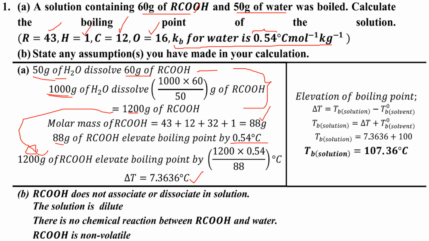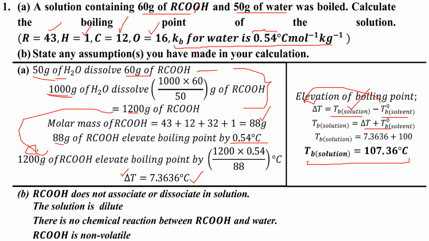And how do you get the boiling point of the solution? We get it from the elevation of boiling point. And elevation of boiling point is got by boiling point of the solution less boiling point of the solvent. So we make the boiling point of the solution the subject by taking this one to this side, and it's going to turn to a plus sign. So we're going to end up with 7.3636 plus 100, and we shall end up with 107.36 degrees Celsius.